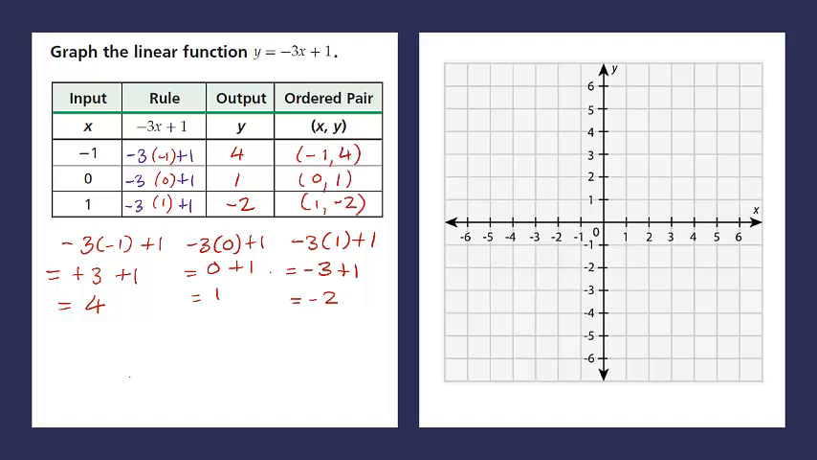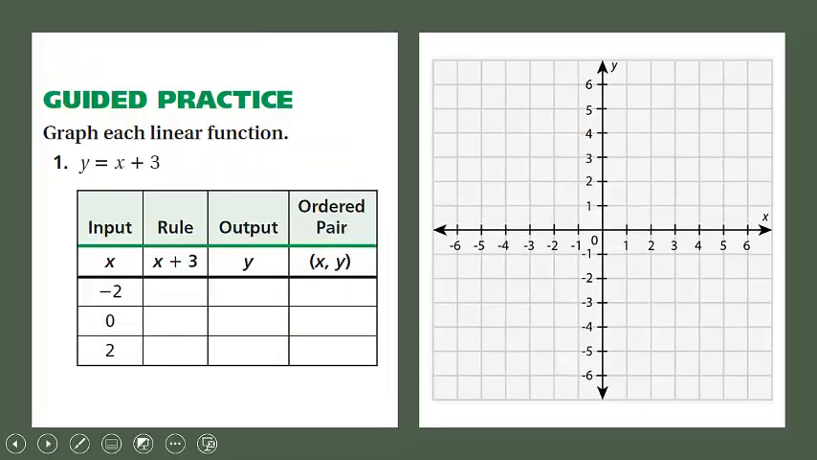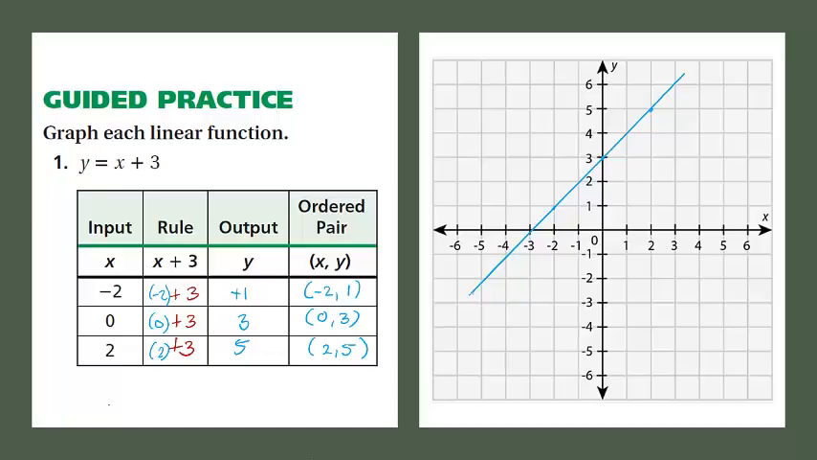XY values, now I plot it. Minus 1, positive 4, 0, positive 1, 1, negative 2. Take my ruler, align all 3 dots, and I have a straight line graph. Guided practice. Exactly what we've been doing all along. You are going to pause the video, do it by yourself, and then come back and check your answers against mine. And that is our linear graph.